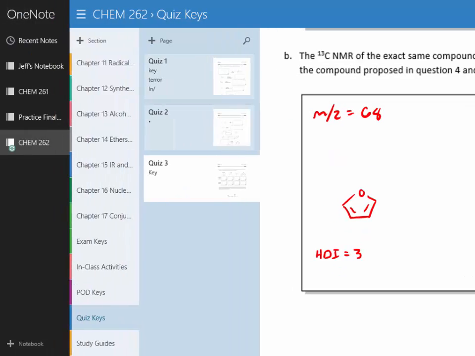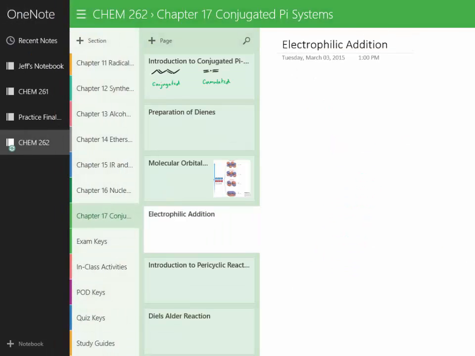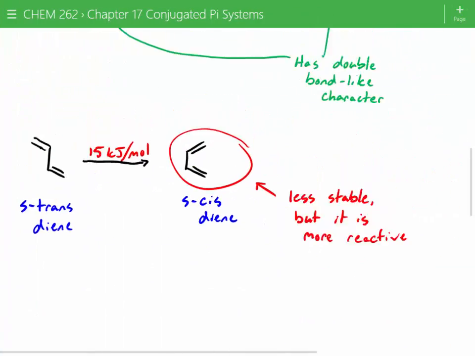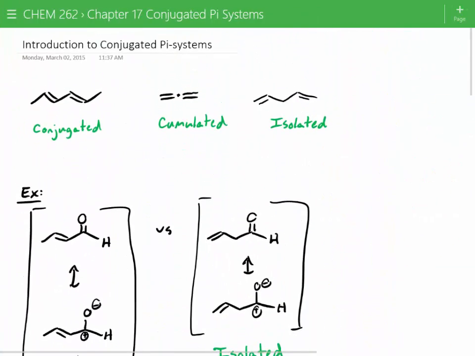Okay, so let's jump back into chapter 17. All right, so yesterday at the end of our quiz, we talked a little bit about conjugation. And we said that conjugation is easily spotted by seeing the alternating single, double configuration. If you have 2 double bonds side by side, it's called cumulated, and it's called isolated if you don't have an alternating double single pattern. In this case, we've got double, single, double. So this isn't conjugated. The one on the far left is, because it's got the correct ratio.